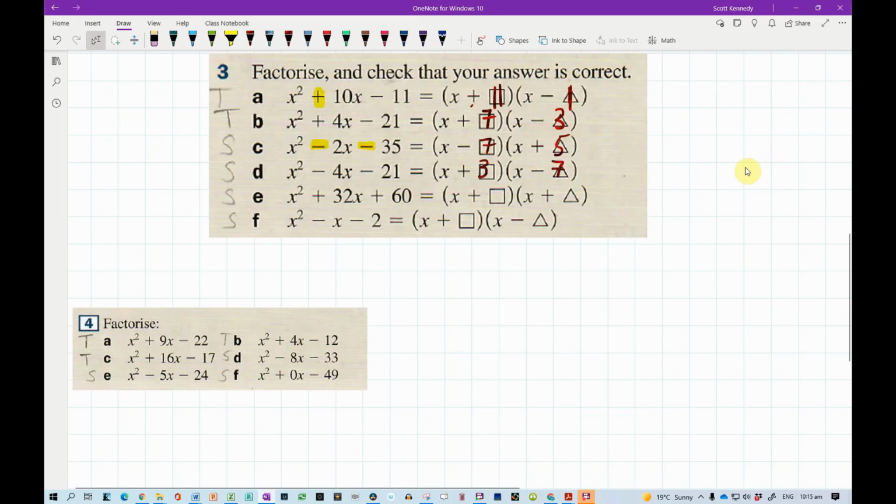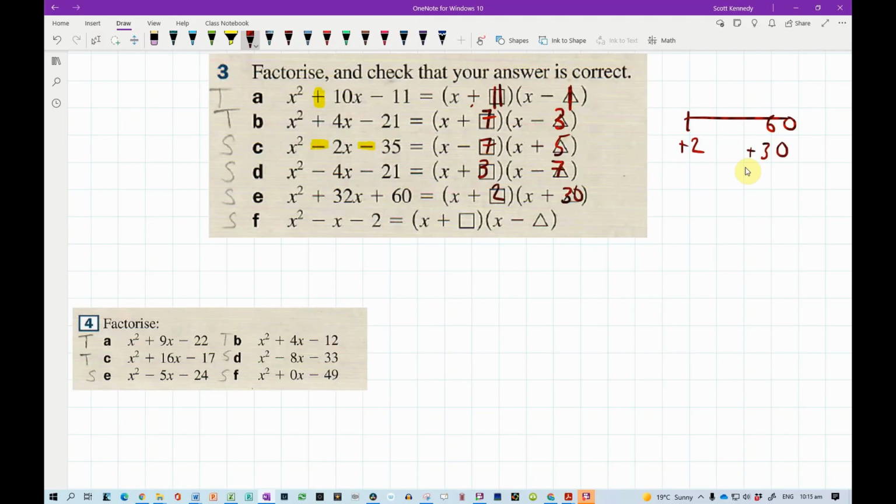Okay. Nextly, we are looking at factors of 60 that add to 32. So let's think of our factors of 60. 1 and 60. There's no way we can make those add to 32. That's not going to work. 2 times 30. That looks positive, doesn't it? 2 times positive 30, and then they would add to 32 as well. So that's nice and easy.